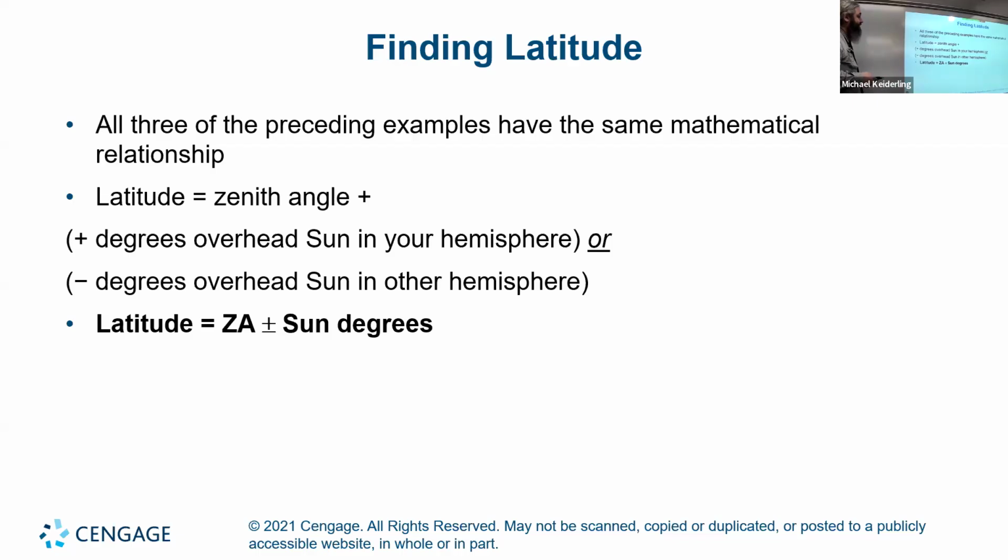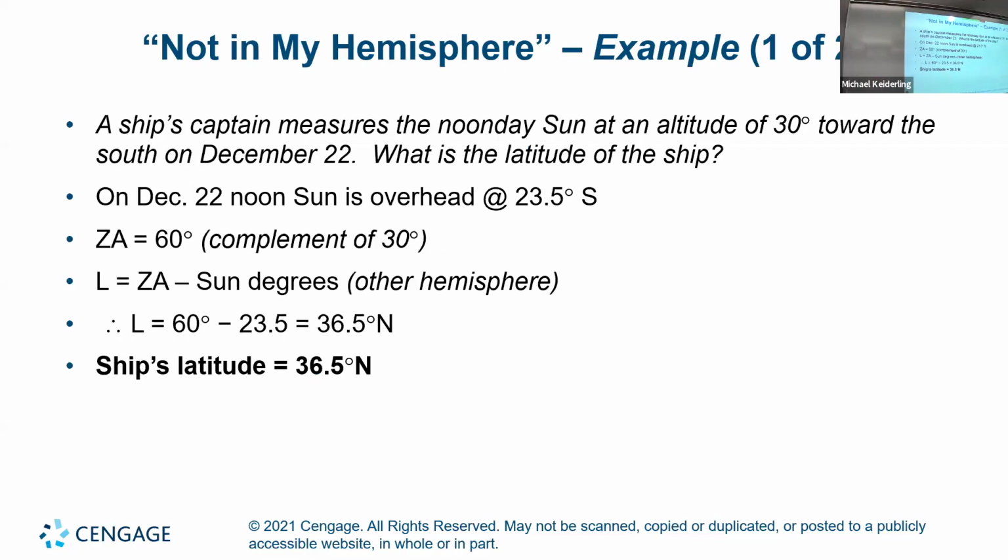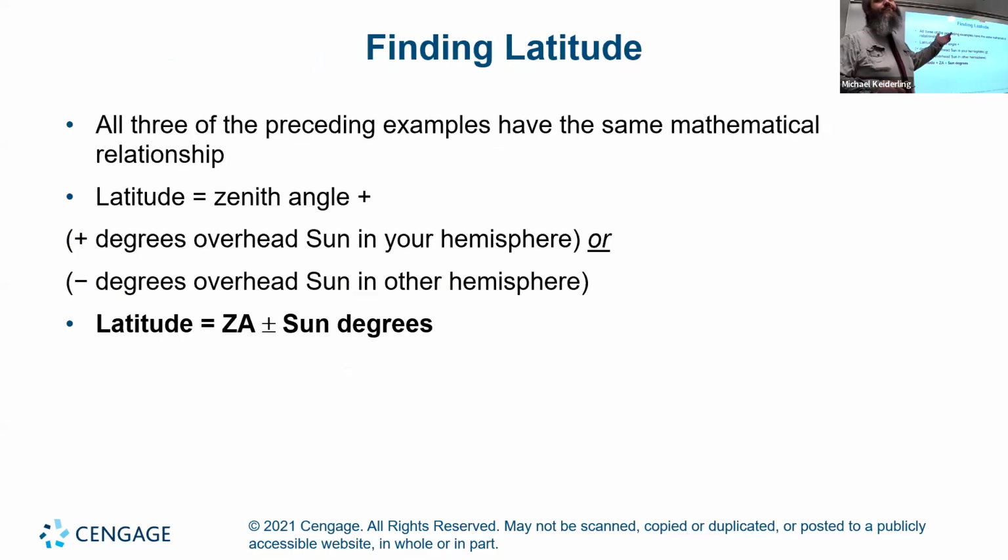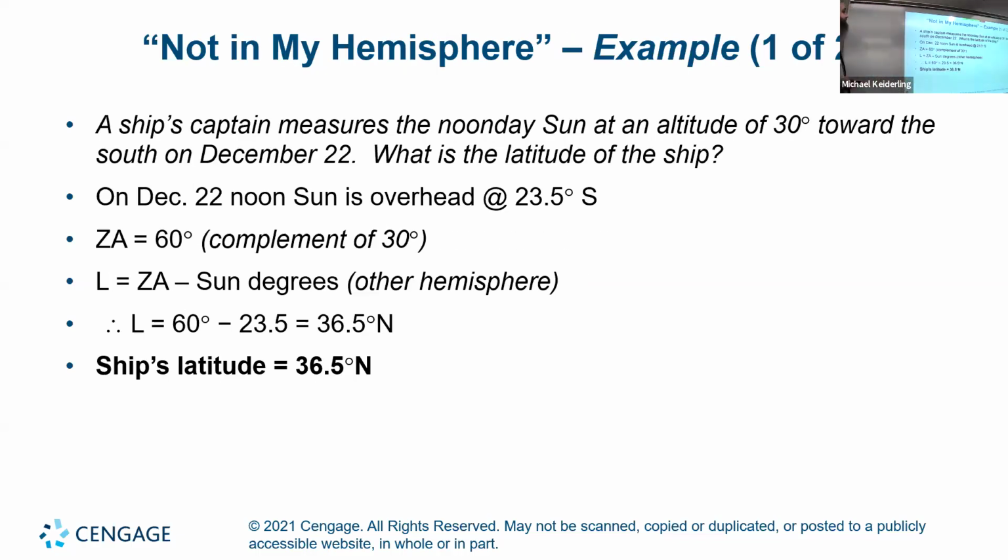The latitude is zenith angle plus number of degrees north or minus number of degrees south for the sun. So a ship's captain measures the noonday sun if you're in the northern hemisphere. If you're in the southern hemisphere, the south and north switch. So a ship's captain measures the noonday sun at an altitude of 30 degrees towards the south on December 22nd. What is the latitude of the ship?